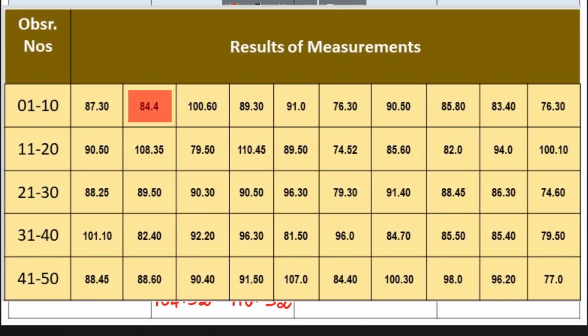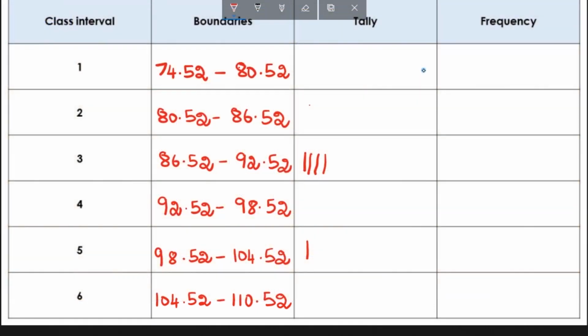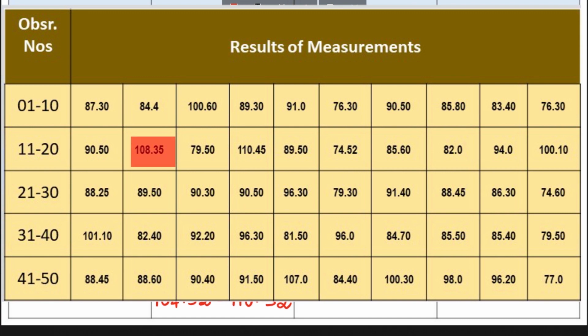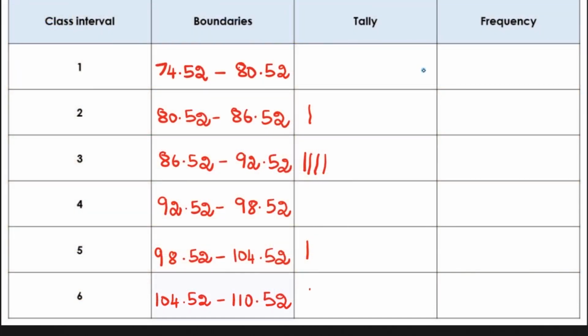Next reading is 84.40. Yes, that will be in the second row. The next reading is 108.35. That will come in the last row, that is sixth row. The next reading is 89.50. Instead of a straight line, you have to cross it. This is called a tally. So, fifth reading, you should not put a straight line, rather it should be a cross line. Fine. Like this, please continue and pick up all the readings and put them appropriately in the right row. Can you complete? Yes, sir. I will complete. Fine. Please proceed.